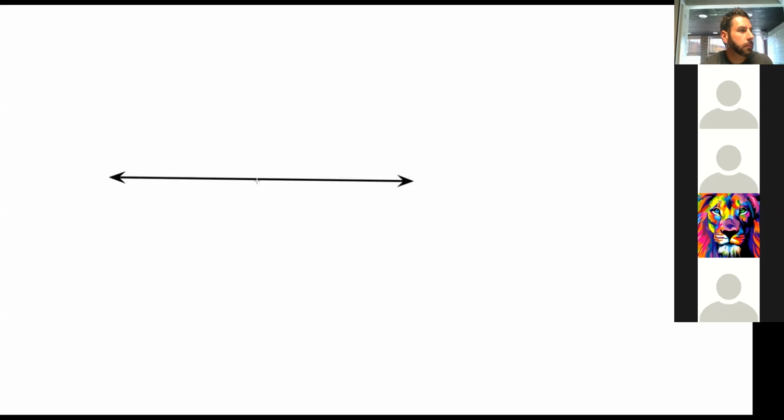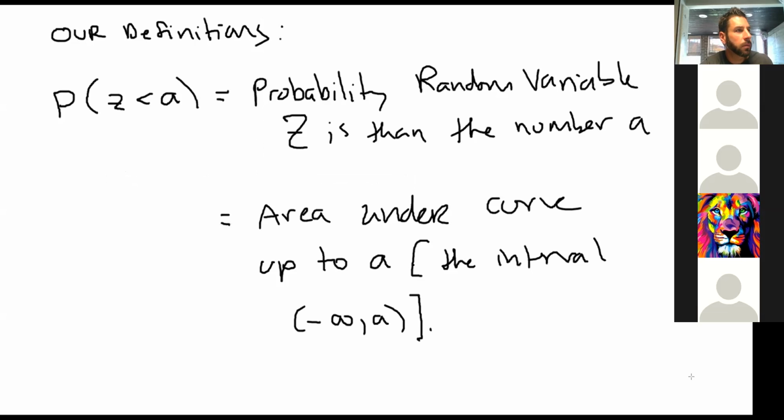I do have one comment. On the previous slide, it said probability random variable z is than number. Oh, yeah. That's a good point. We can't have that kind of shenanigans. Less than.